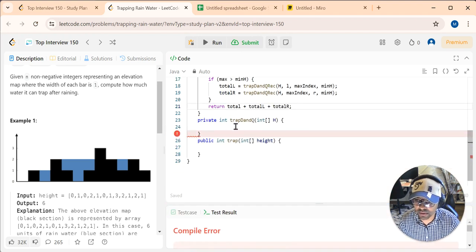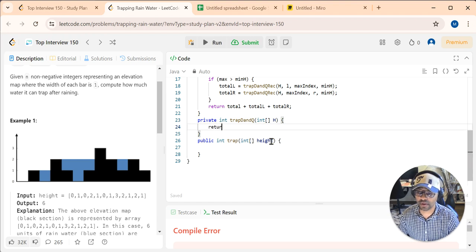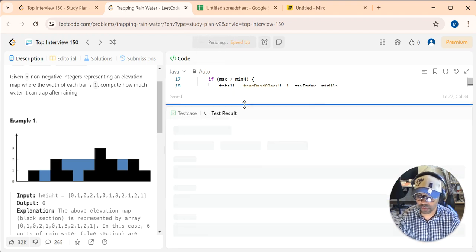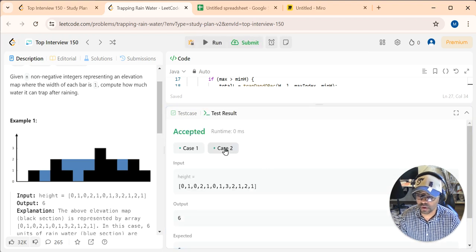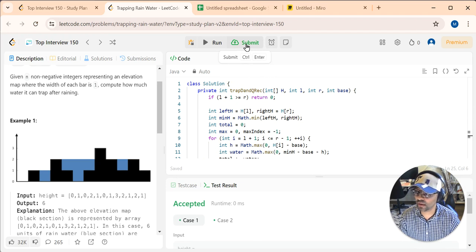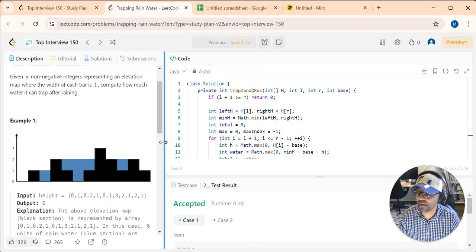We just say return trapDNQ recursive. We start with 0 and height.length - 1 as the left and right, and we don't have any base water, right? And here we say return trapDNQ of height. Okay. That hopefully is the only issue. Oh, cool. It did get accepted. That is phenomenal, actually. I was expecting some logical error somewhere. Well, we only ran 2 test cases, right? So let's submit and see what happens in the entire suite of test cases.